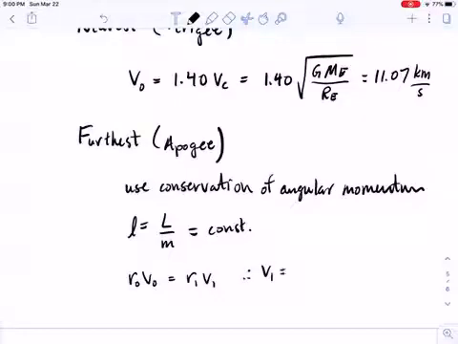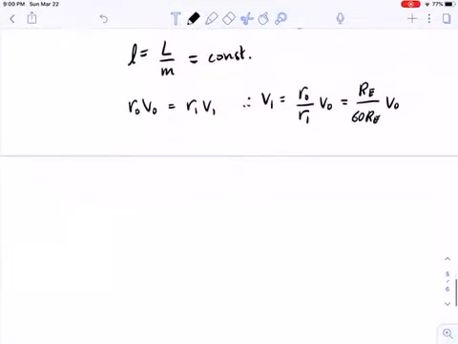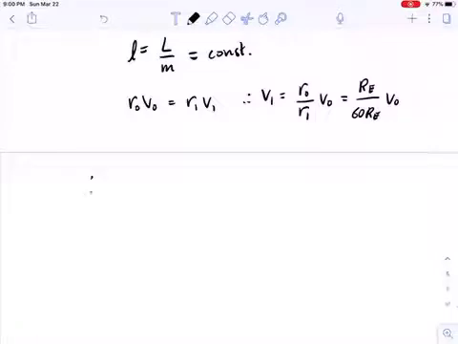v1 is equal to r0 over r1 times v0, which is going to be the Earth's radius divided by 60 times the Earth's radius times v0, such that v1 is equal to v0 over 60. And so you take your 11 kilometers per second, divide by 60, and it comes out to be about 0.18 kilometers per second.